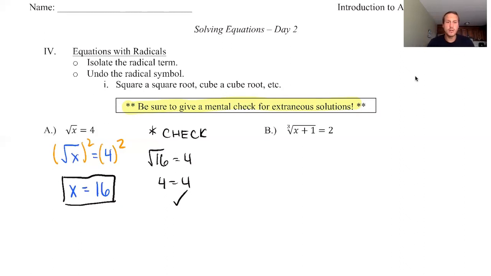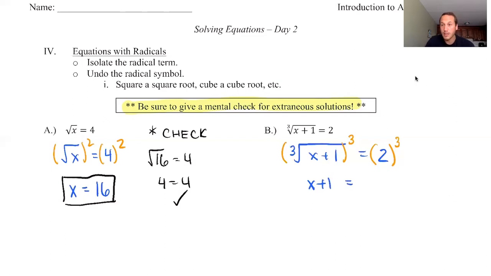Now, let's apply what we just did. We squared a square root to get rid of it. So how am I going to get rid of a cube root for question B? Well, it's exactly what you would think. If I square a square root, I want to cube a cube root. But like we just talked about, if you do something to the left, you have to do something to the right. So cubing a cube root leaves us with x plus 1.